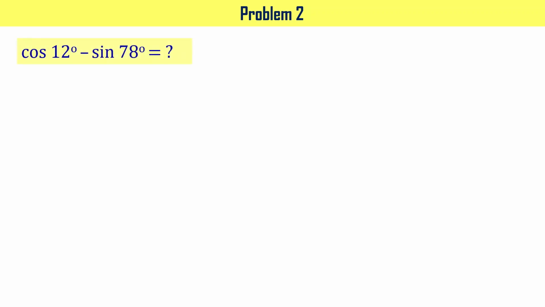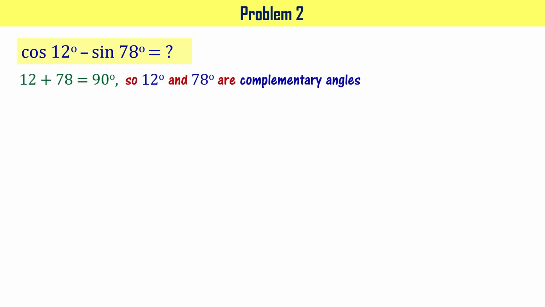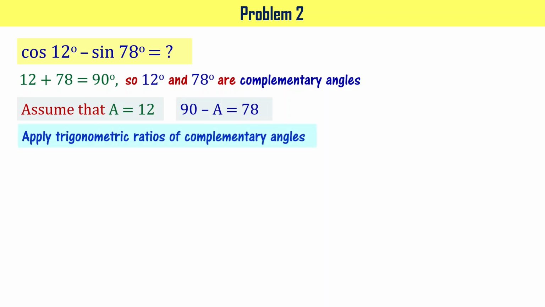Cos 12 degrees minus sin 78 degrees is what? As you see here, these two numbers 12 and 78 are not part of the specific angles we looked at, right? It means you have to approach it via complementary angle only. So as you see here, 12 plus 78 is 90. It means 12 and 78 are complementary angles. Let's assume that A equal to 12, 90 minus A is 78. So we can apply trigonometric ratios of complementary angles.